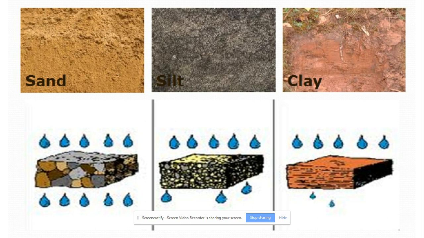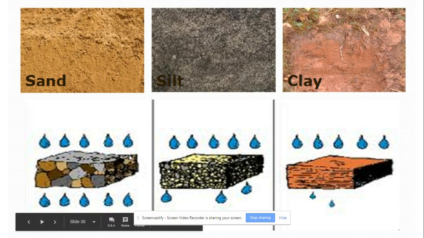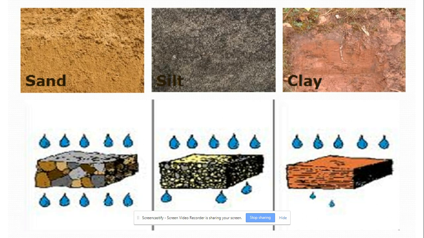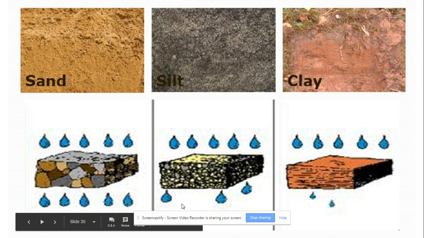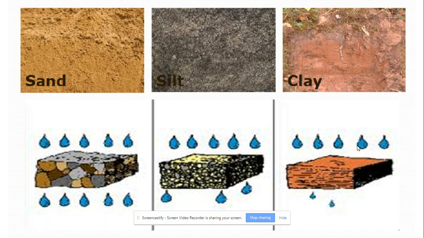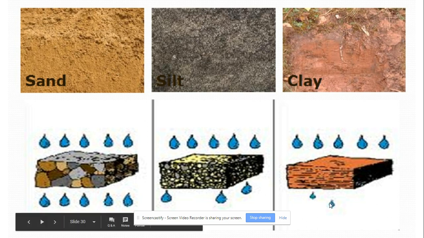If you look at the funny little pictures here, you see a lot of water going into sand and a lot of water coming out of sand. Is that good retention or bad retention? Does it hold water or doesn't it hold water? Let's look at silt. A lot of water going in, so we have 1, 2, 3, 4, 5 water droplets going in. We only have 3 come out. Clay, 1, 2, 3, 4, 5 water droplets going in, and then 2 tiny little droplets coming out.